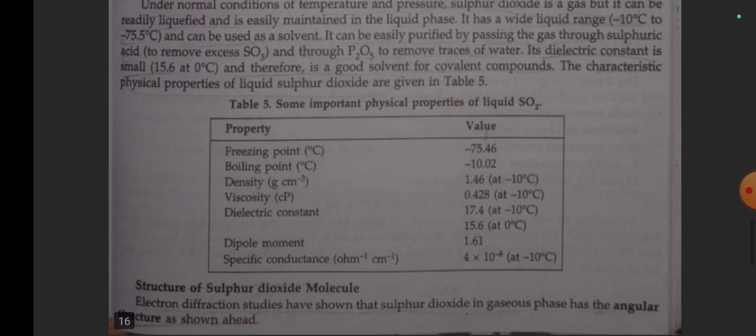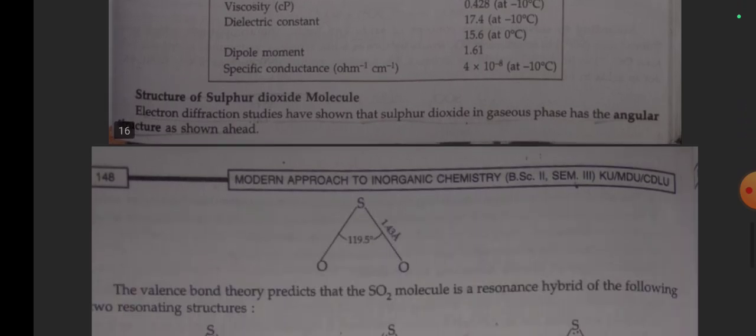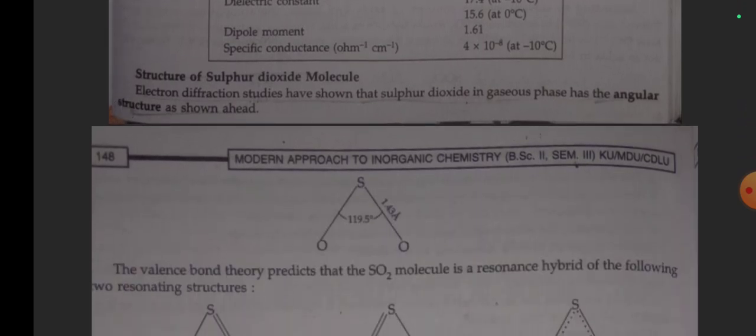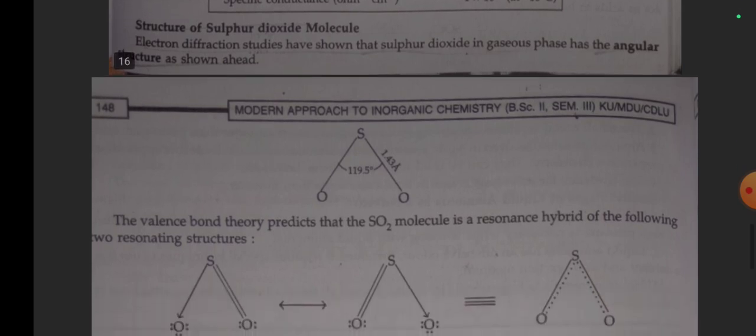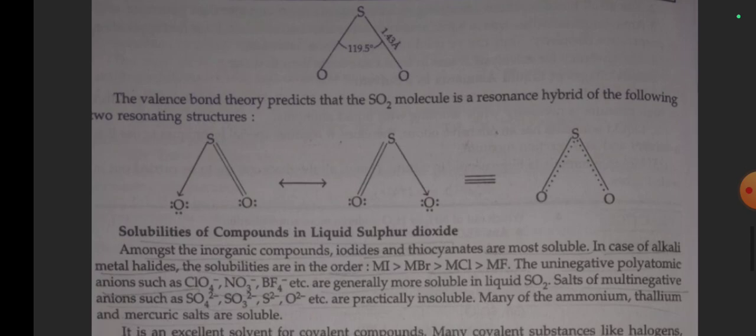It can be easily purified by passing the gas through sulfuric acid and through P2O5 to remove traces of water. Its dielectric constant is small and therefore it is a good solvent for covalent compounds. The characteristics and physical properties of liquid sulfur dioxide are given. Structure of sulfur dioxide molecule. Electron diffraction studies have shown that sulfur dioxide in gaseous phase has an angular structure. The valence bond theory predicts that the SO2 molecule is a resonance hybrid of the following two resonating structures.